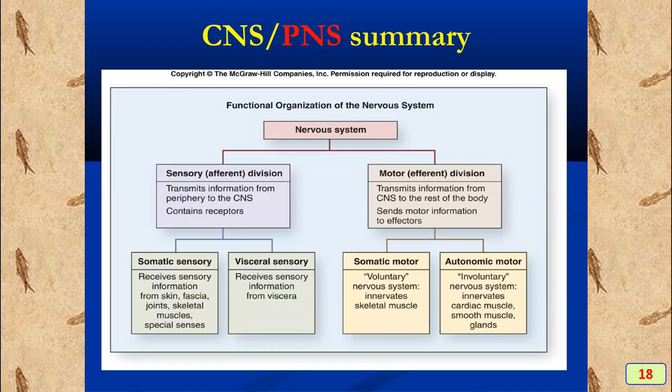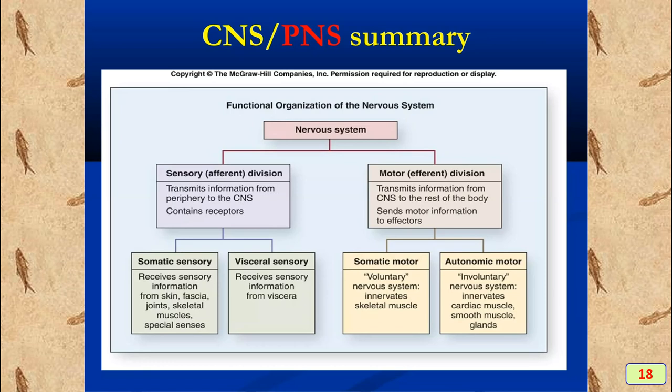So the somatic sensory, then visceral sensory. The somatic sensory is receiving the sensory information from all the external organs like the skin, the superficial fascia, joints, skeletal muscle, then special sense. Whereas the visceral is from the viscera or gut, whereas the motor efferent means the motor nerves or the response from the central nervous system is voluntary sometimes and involuntary.